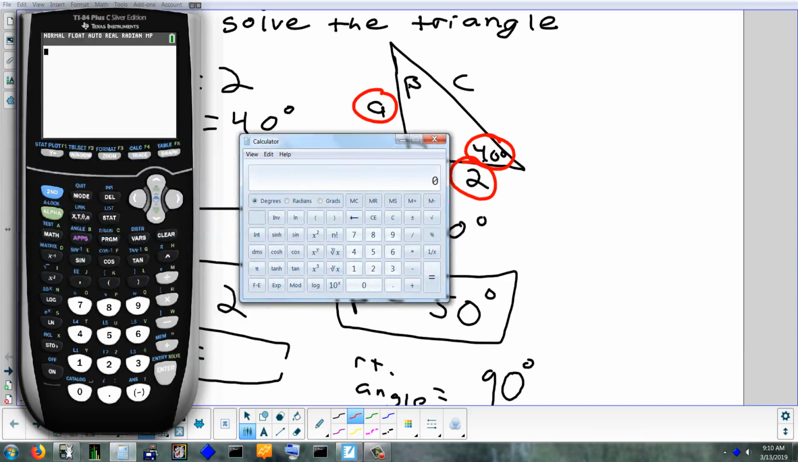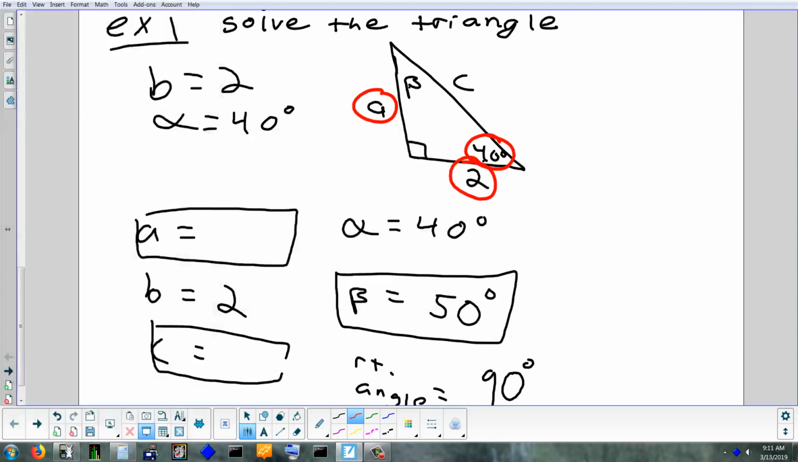No matter what calculator you're using, you're never going to see a button. Well, maybe they make one, but I don't have one on the computer. I don't have one for you to borrow that has SEC, CSC, or COT. There are no buttons for those. So it's easier to use the ones you have buttons for. So sine, cosine, or tangent.